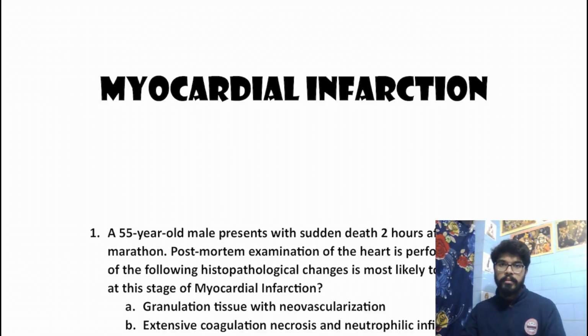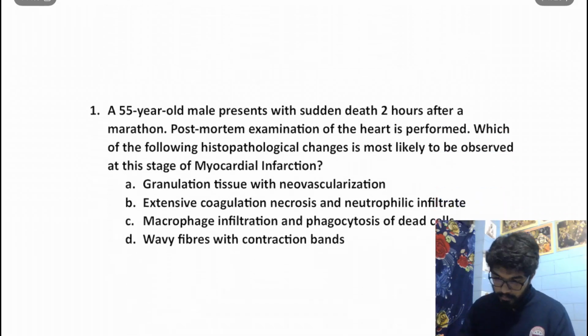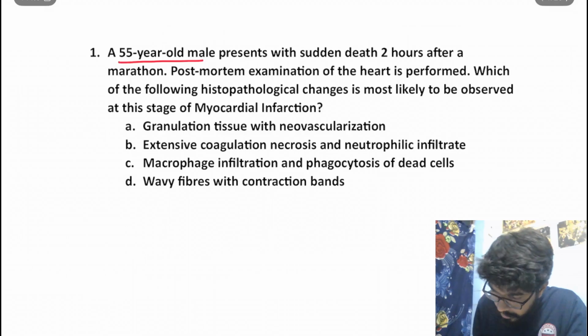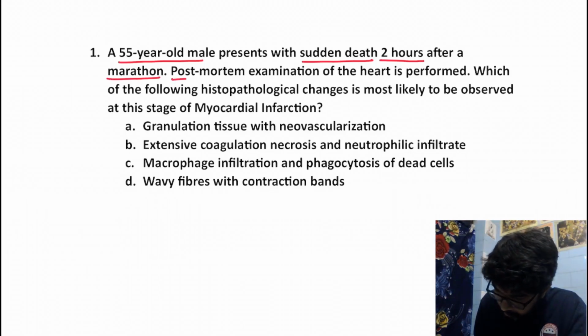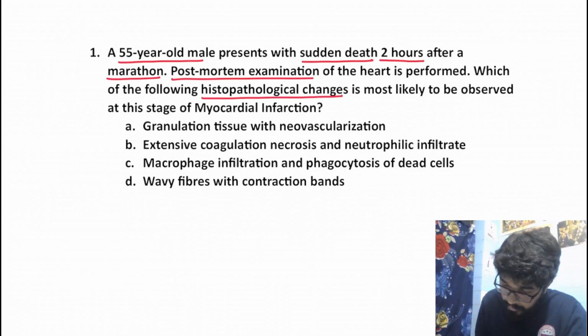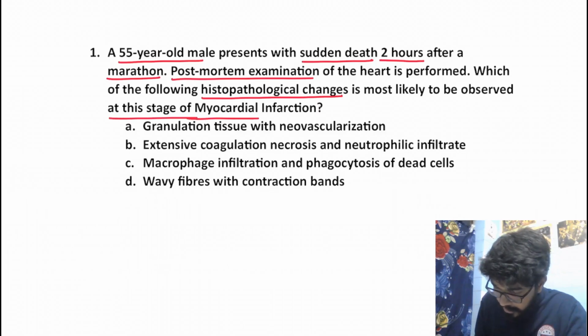Welcome everyone. In this video we shall be talking about myocardial infarction and discuss most of the important questions related to it. So moving on to the first question. A 55-year-old male presents with sudden death 2 hours after a marathon. The post-mortem examination of the heart is being performed. Which of the following histopathological changes is most likely to be observed at this stage of myocardial infarction?